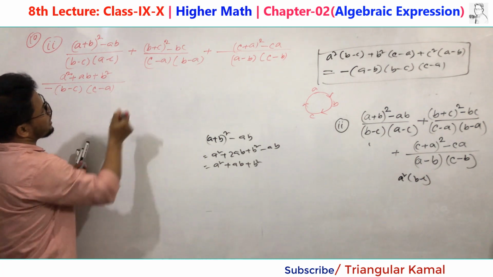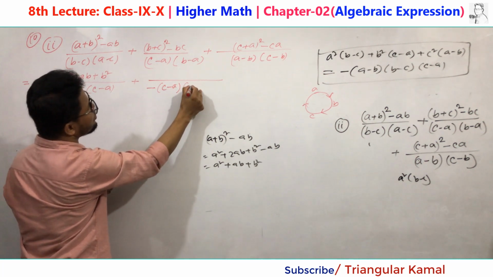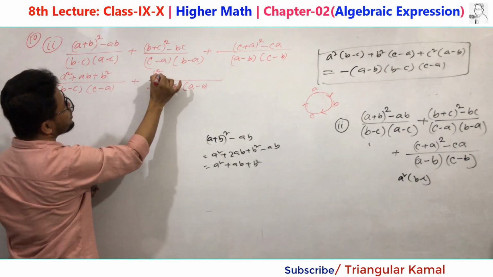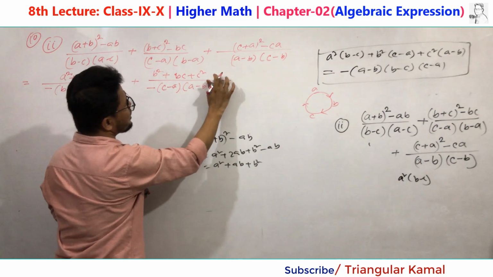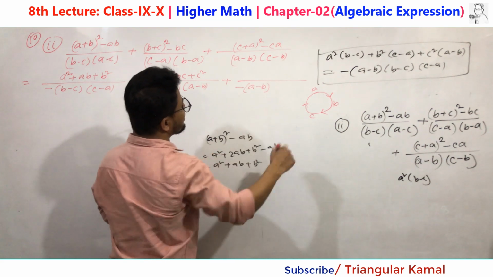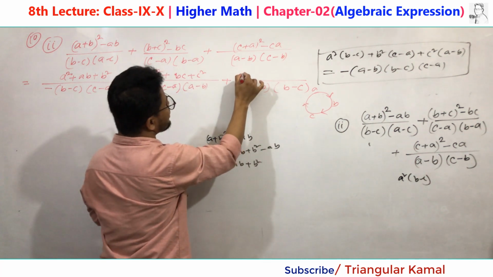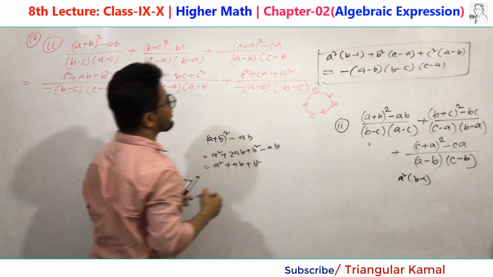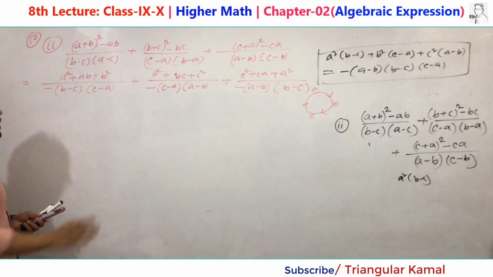Now in the second part, if we take common minus C minus A, this one will be A minus B. As with the first one, the result after doing the calculation will be B square plus BC plus C square. And then finally, for this one, taking minus common, A minus B and B minus A gives minus (B minus C), and this one will be C square plus CA plus A square. It's like the previous one.